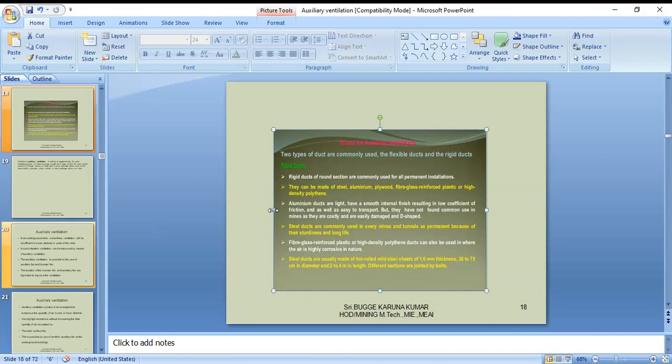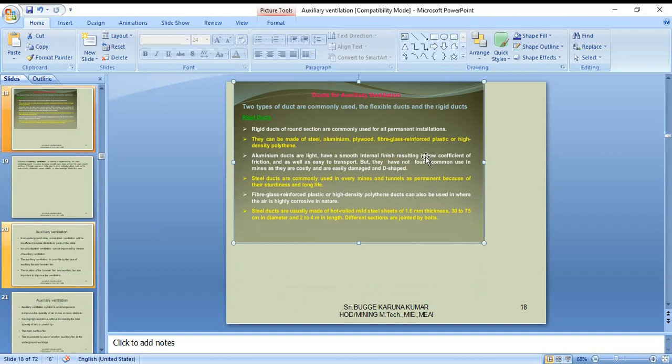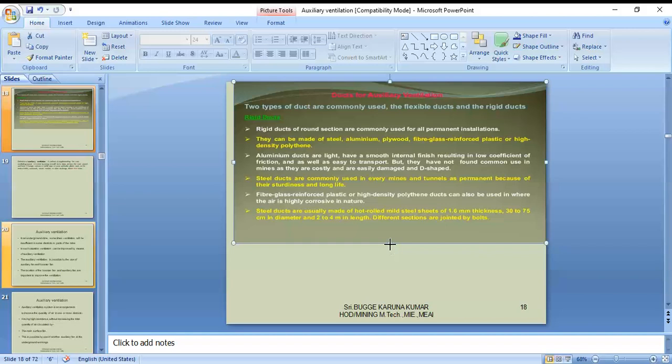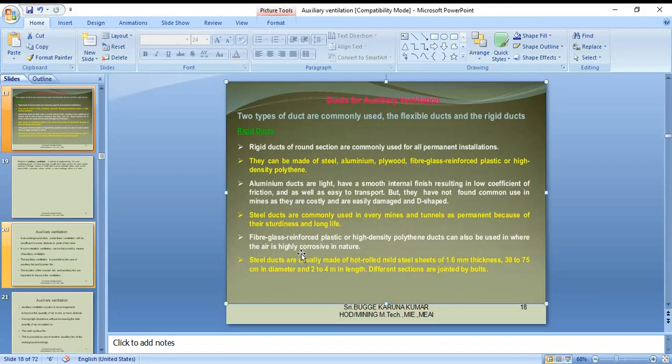And rigid ducts. Two types of ducts are commonly used: the flexible ducts and rigid ducts. Rigid ducts of round sections are commonly used for all permanent installations. They can be made of steel, aluminum, plywood, fiberglass, reinforced plastics, or high density polythene.